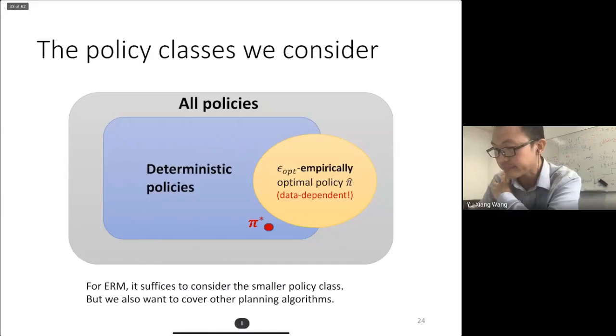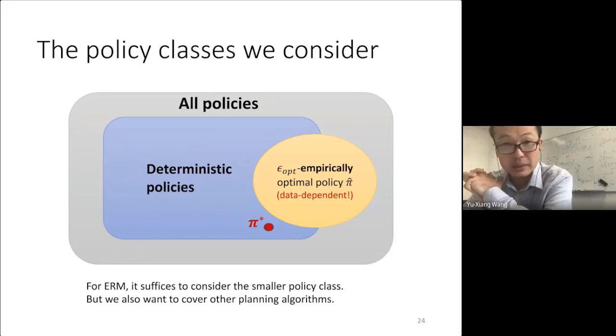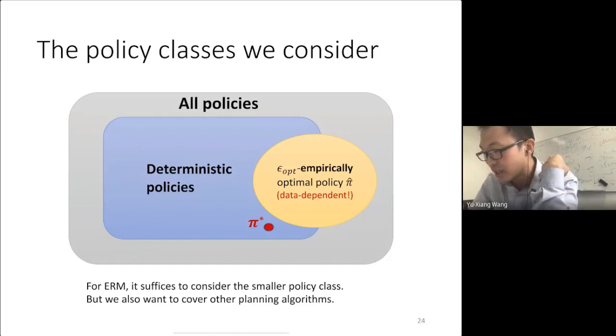So now let me tell you a little bit about our main theorems in uniform convergence. We consider three policy classes, and all of them work for the purpose of offline learning. There's a family of all policies, including deterministic and stochastic policies. There's also a family of empirically near optimal policies, which is covered in this yellow bubble, that's in some sense data dependent. And the optimum policy is here. It can either be inside this or not inside this, but it's definitely inside the set of deterministic policies.